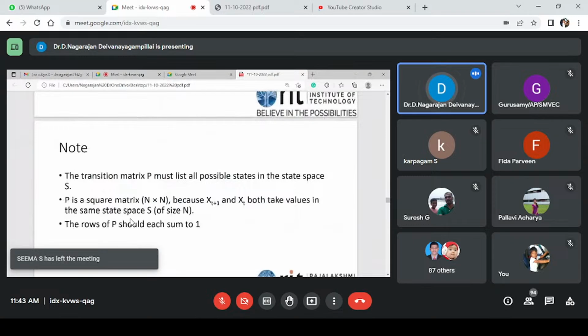The transition probability matrix must list all the possible states in the state space. It's a square matrix because X(t+1) and X(t) both take values in the same state space. So the rows of P should each sum to 1.